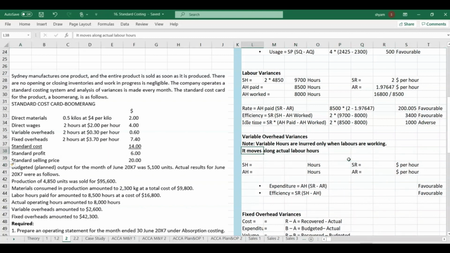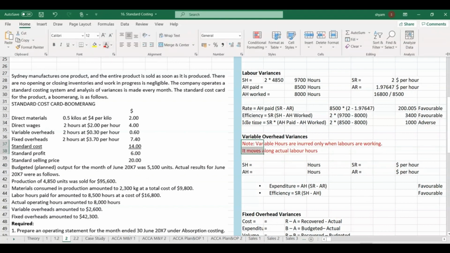So that is a very important point. If you want, I'll mark it in another color, so just remember that.